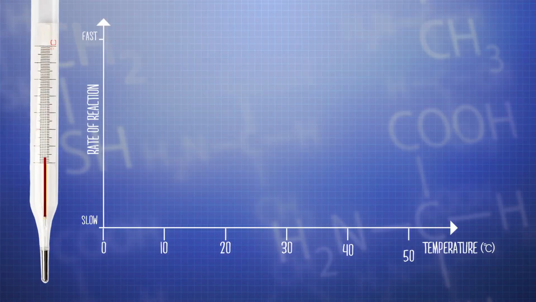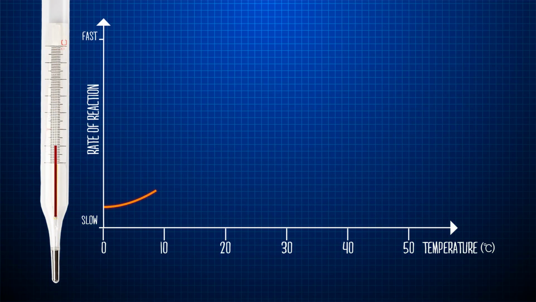We can show this happening using a graph. As the temperature rises, the rate of an enzyme catalyzed reaction increases. However, at a certain temperature, the reaction starts to get slower, even though the temperature is still rising. This is because the enzymes are becoming denatured.